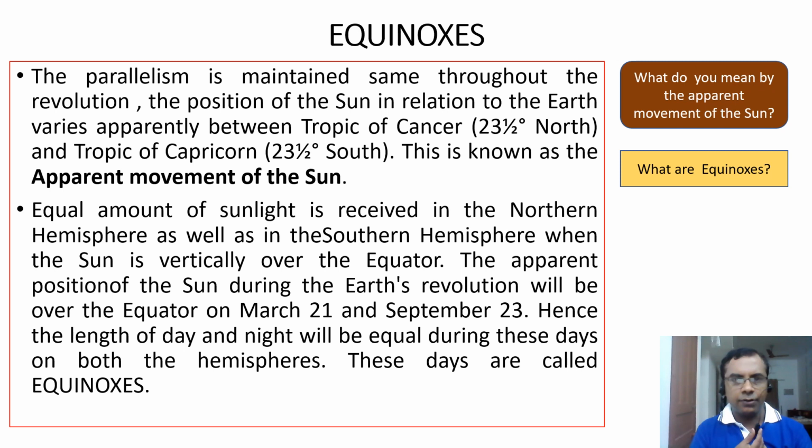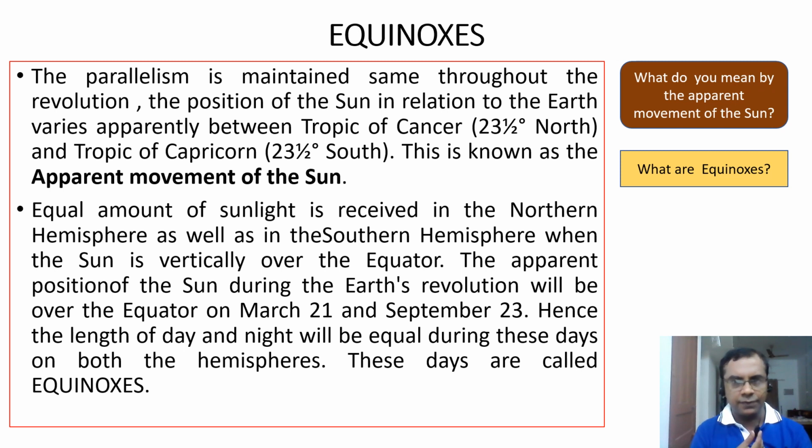We can study about equinoxes. What do you mean by equinox? Equal amount of sunlight is received in the northern hemisphere as well as in the southern hemisphere when the sun is vertically over the equator. The apparent position of the sun during the Earth's revolution will be over the equator on March 21st and September 23rd. Hence, the length of day and night will be equal during these days on both the hemispheres. This is known as equinoxes.